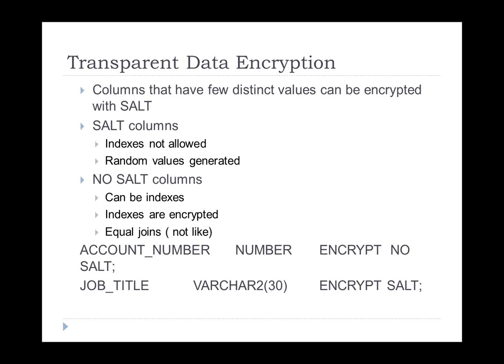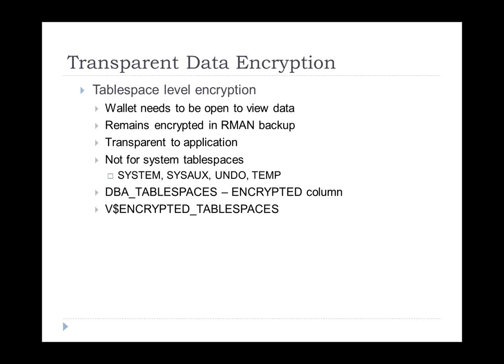The disadvantages of salt is that indexes are not allowed on there, and you obviously have random values being generated, so that makes it very difficult to join on those columns. With no salt, which is really the default, indexes are also encrypted, and those values can have indexes on there, and you can use those in your where clause. But the one thing that you can't do is use like for these values, but you can do an equal join on them.